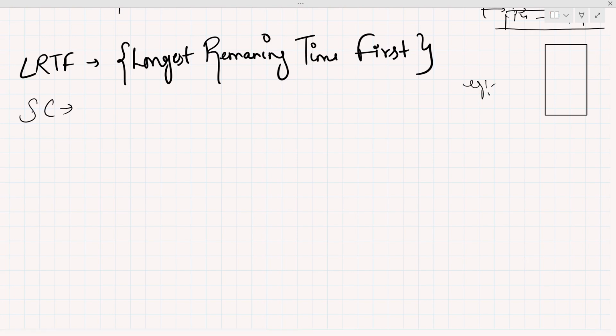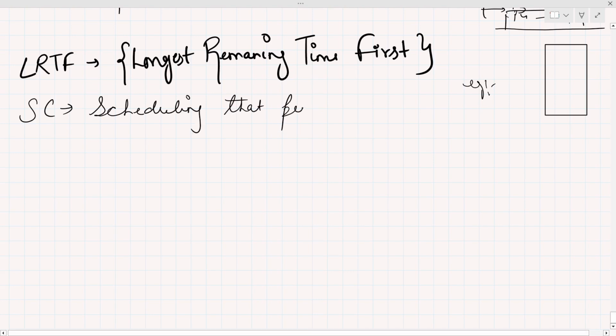By its name it is clear: longest remaining time first. Definitely in this scheduling algorithm we select the process that has the longest burst time. We schedule that process with the longest burst time.